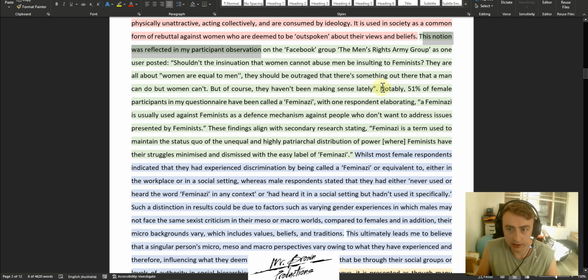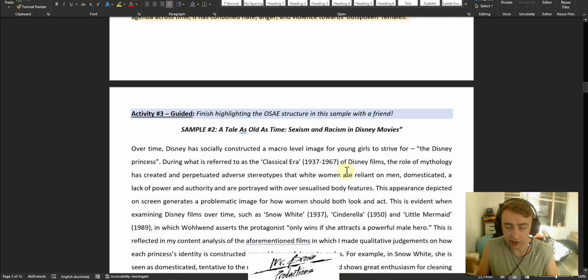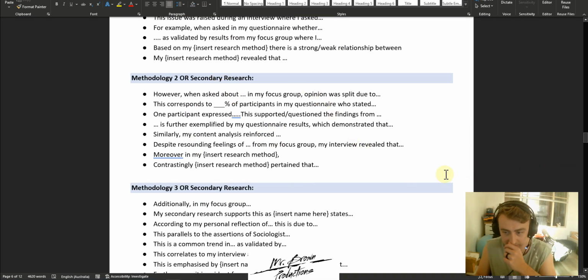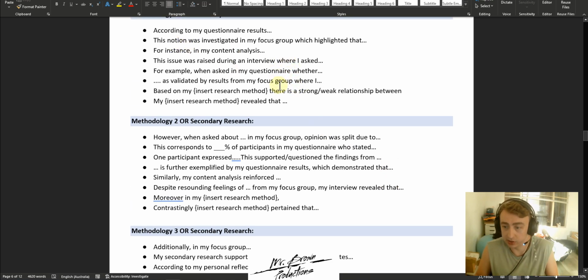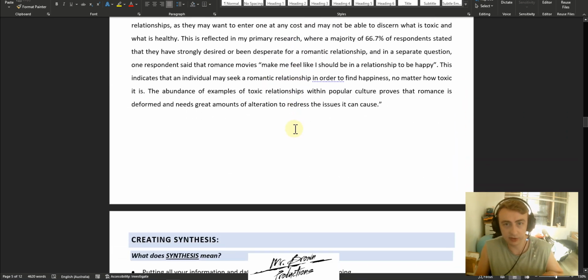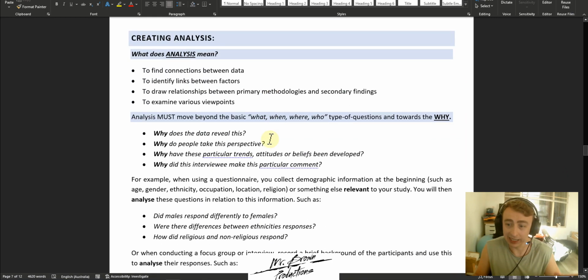All right. Notably, participants in my questionnaire state this, with one respondent elaborating, blah, blah, blah. These findings align with secondary research stating. So you can see that they've clearly used a lot of these synthesis statements to get their point across, okay? And you guys can do the same thing too. So use these statements that are in here as examples, but also know that you can look here for some ideas and inspiration too. And that's similar with analysis, okay?